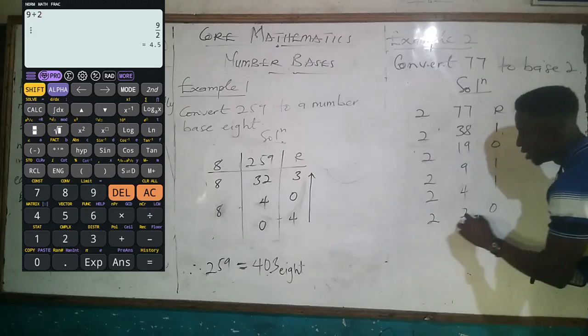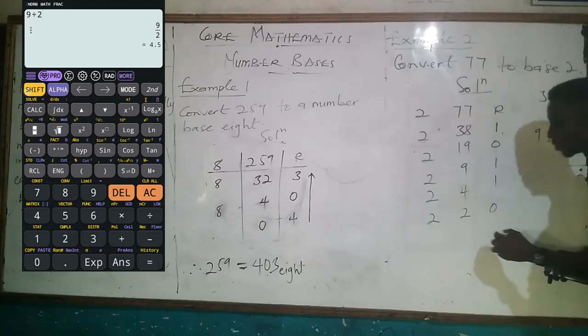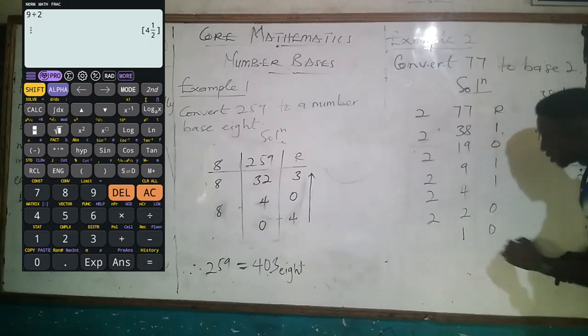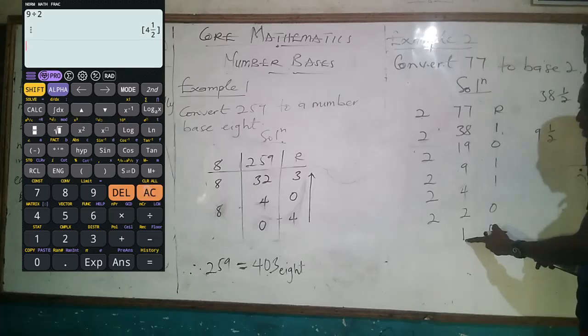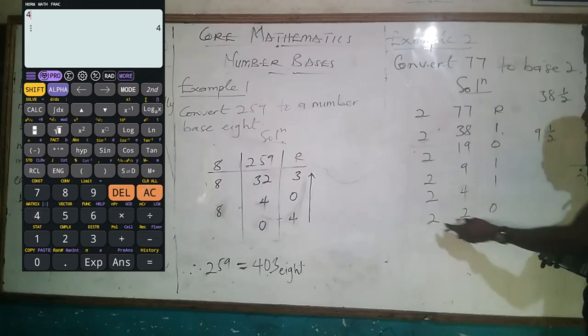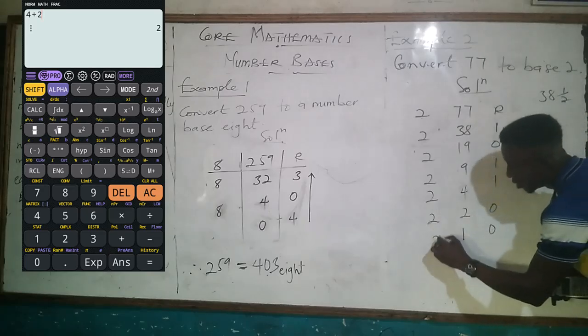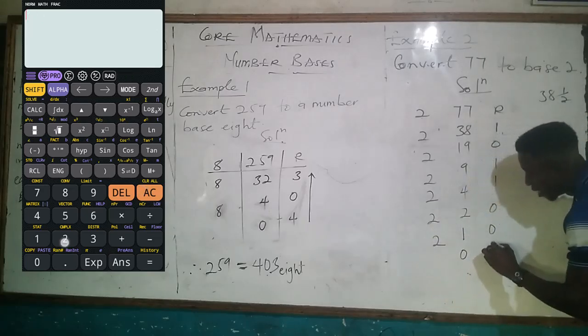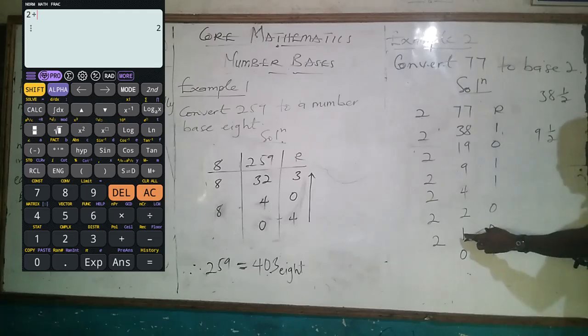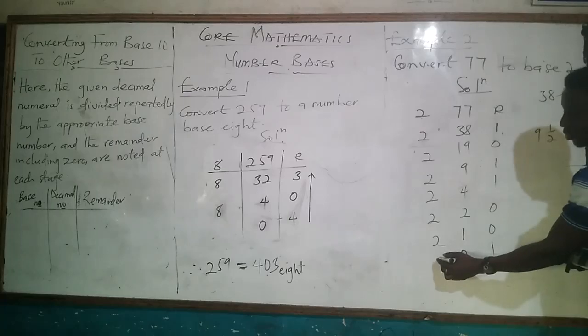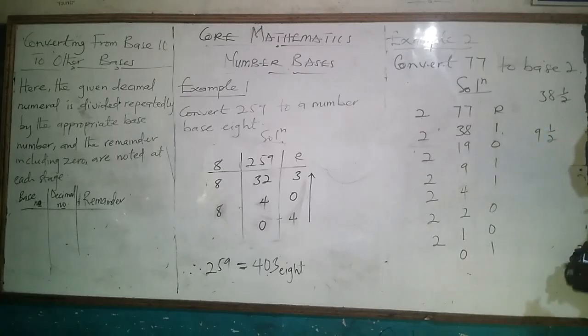Then 2 into 2 will get you 1 remainder 0. Now this number is lesser than that one, but this one is greater than this one. So we say 2 into this one will get us 0 remainder 1. So I wanted to bring this one in, that's why I did that. We are not having any 2 here because there's no 2 that's going to divide this one again. Are we getting that?